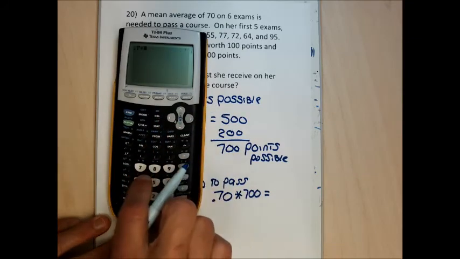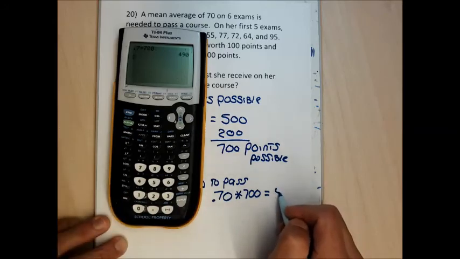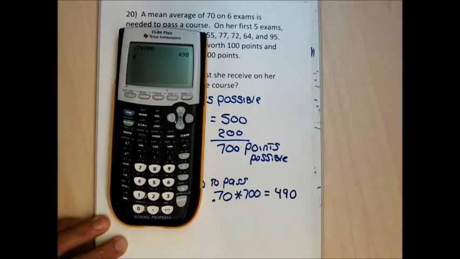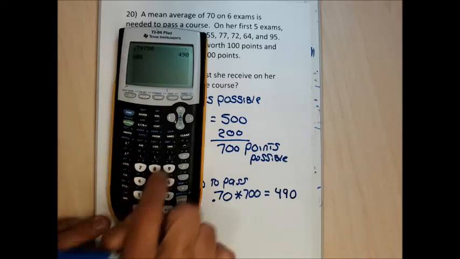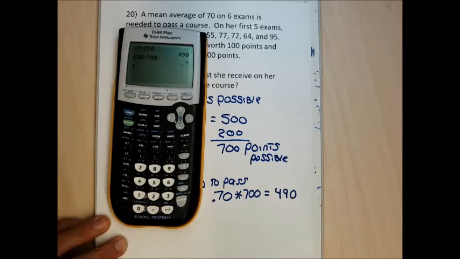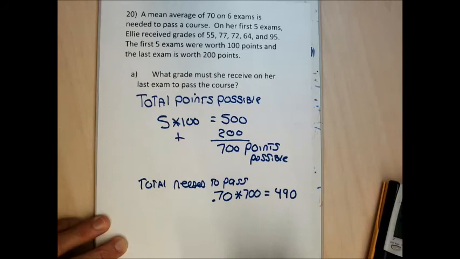She has to average a 70, which is an average of a 70%. And out of 700 points, to average 70%, you need 490 of them. Because if you did 490 out of 700 points, you'd get 0.7 for your grade, which is 70%. So she needs 490 points to pass.